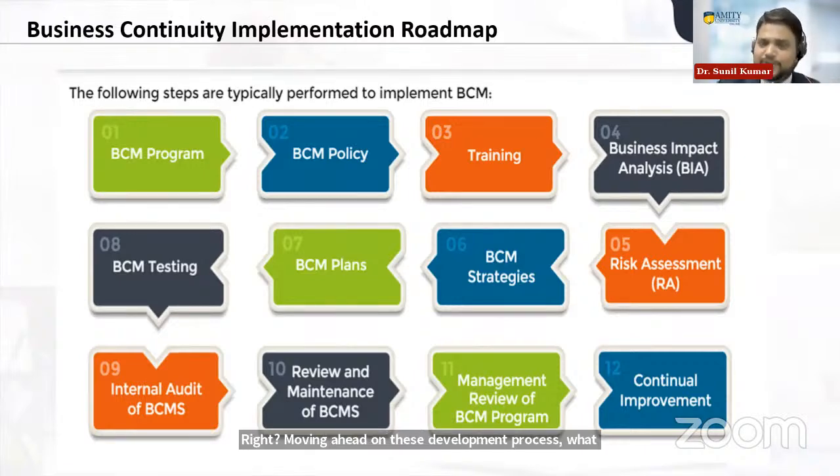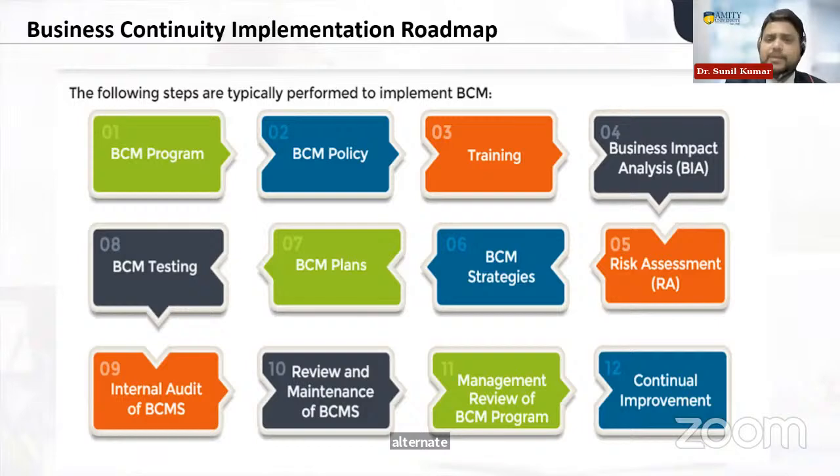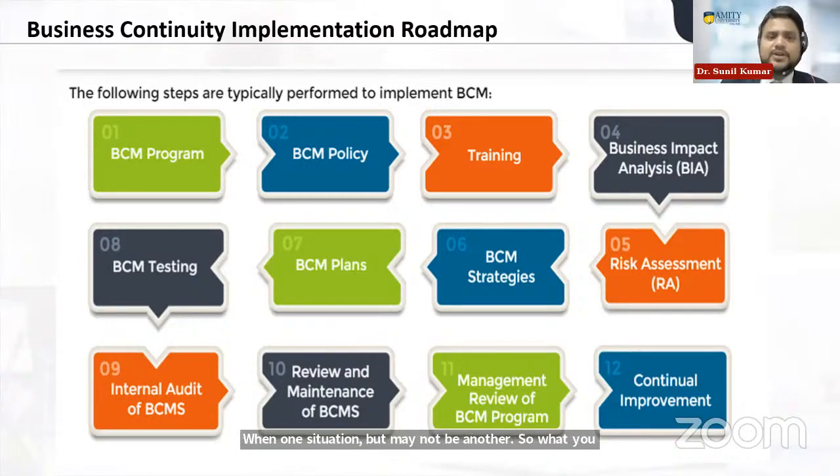Further, moving ahead on this development process, what is the roadmap for it? Number one, connecting with the process we have talked about, we need to have the programs in place and the policies. Then we need to provide training to the team who are going to work on it, because we have defined the responsibility. We have done the impact analysis, risk assessment, then create the strategies, and make the plan for every alternate strategy. Because one plan may be applicable in one scenario, in one situation, but may not be in another. So what we need to do, as a person, as an organization, is be ready with the alternate plans. And then we need to test every plan, because what impact that situation is going to make, we don't know. So we need to be prepared for it.